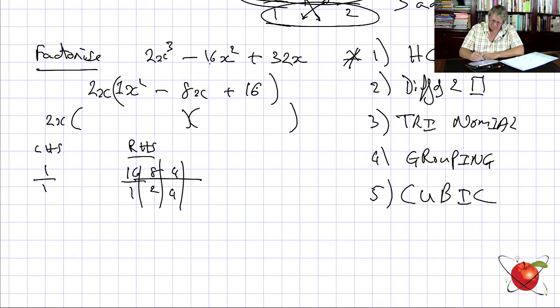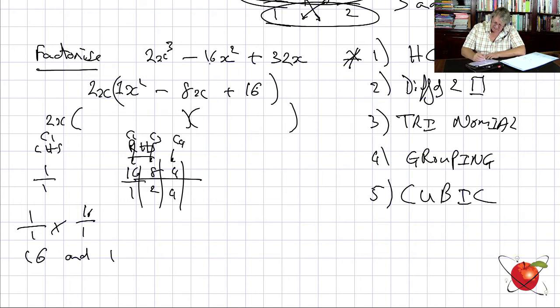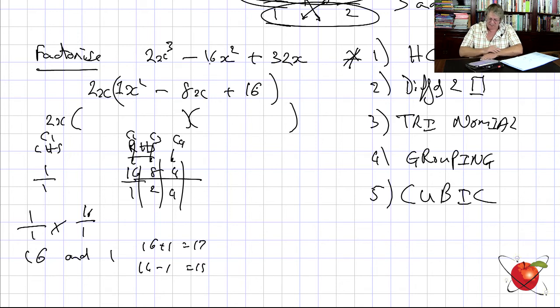Now let's have a look. First of all, it's column 1, column 2, column 3, column 4. We've now got all those columns there. So I cross multiply 1, 1 by 16 over 1, which gives me 16 and 1. 16 plus 1 is equal to 17. 16 minus 1 is equal to 15. Well, what's my target number? My target is 8. Never mind whether it's a minus or plus, I need an 8. Well, then I say, okay, that didn't work.